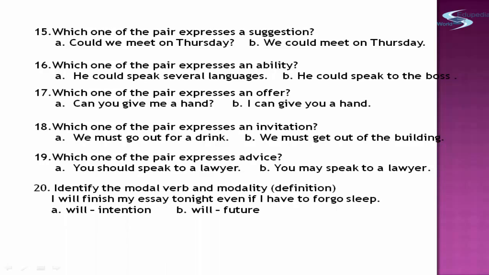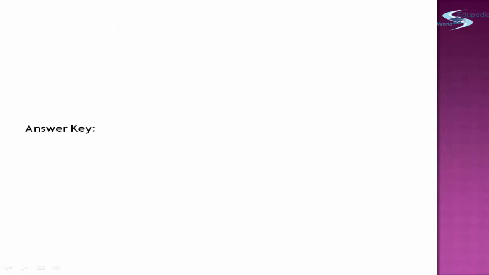And the last one is identify the modal verb and modality or definition. I will finish my essay tonight, even if I have to forgo sleep. What is the pair? A. Will for intention or B. Will for future. Okay? Have you done that correctly now? Let us evaluate your answers.